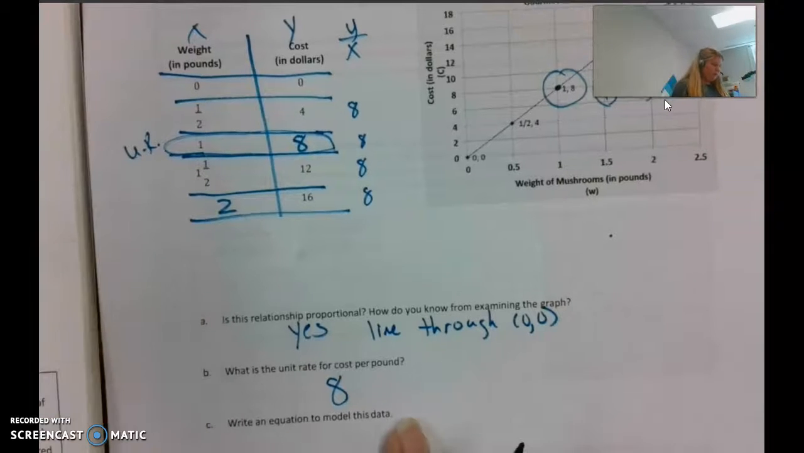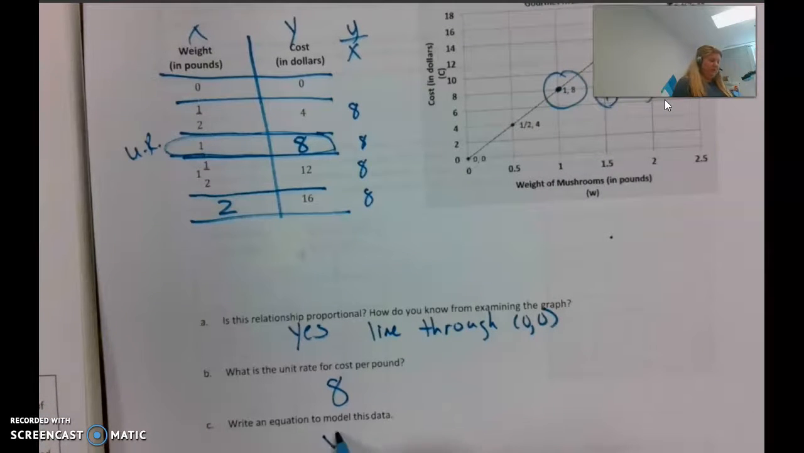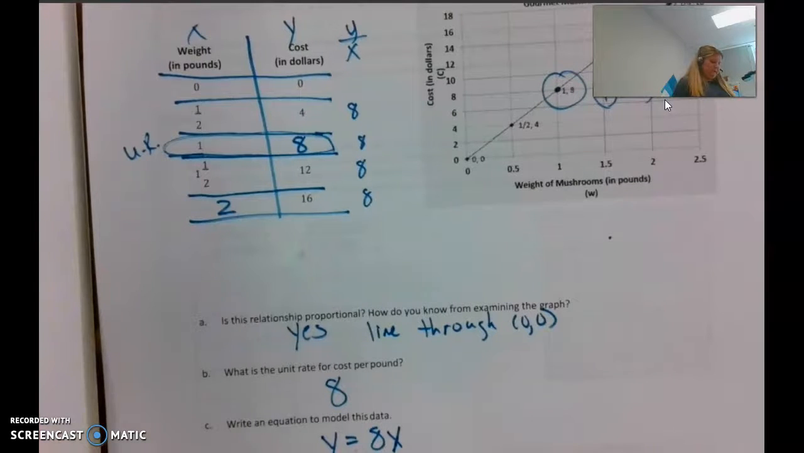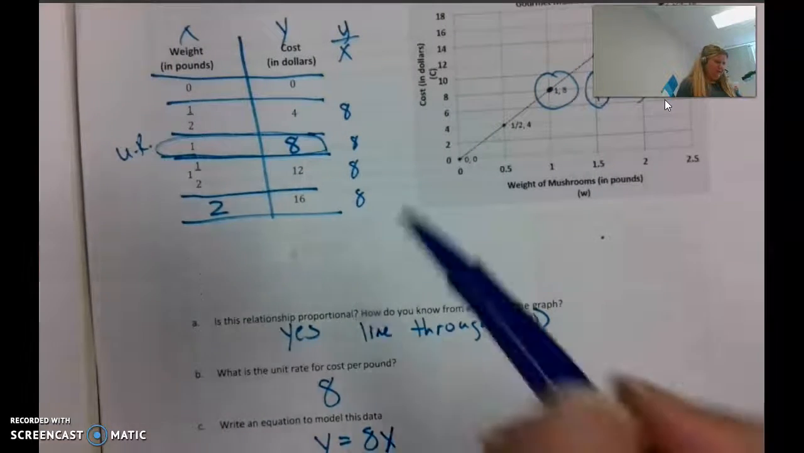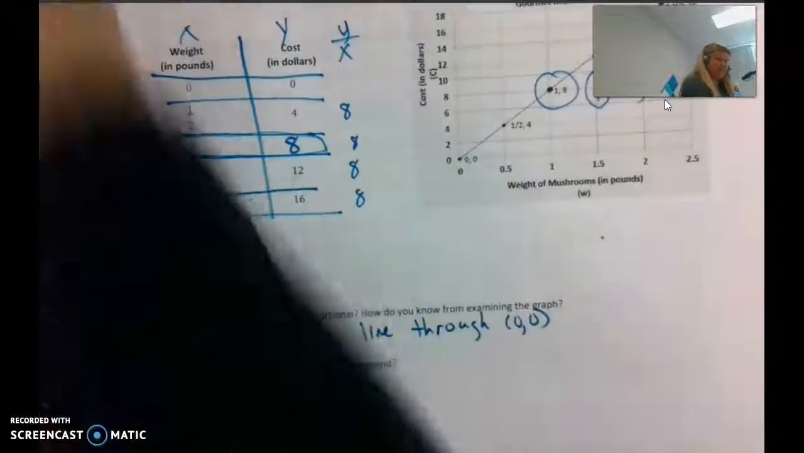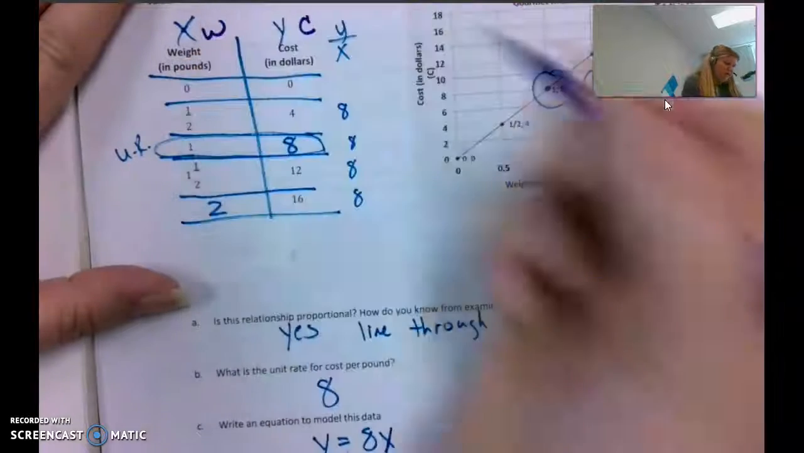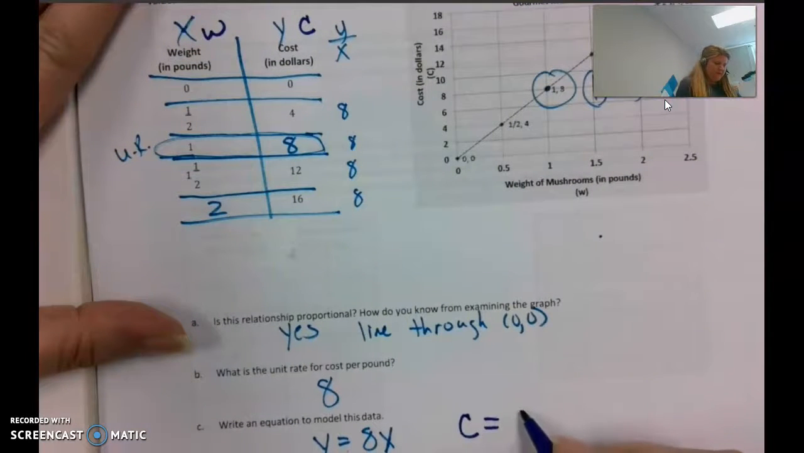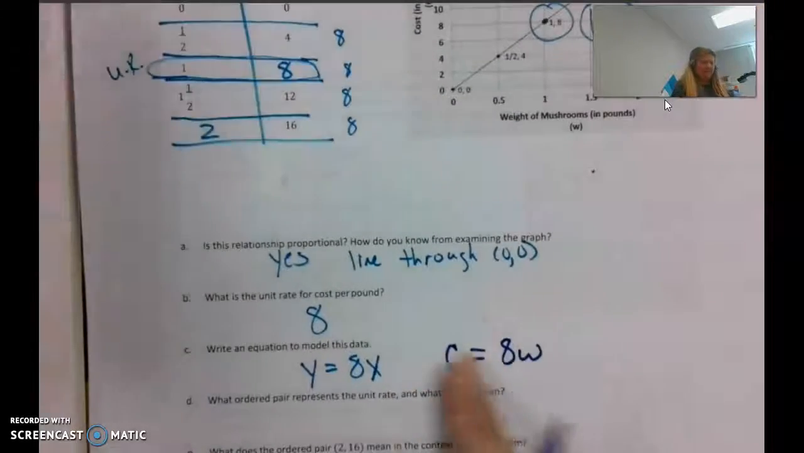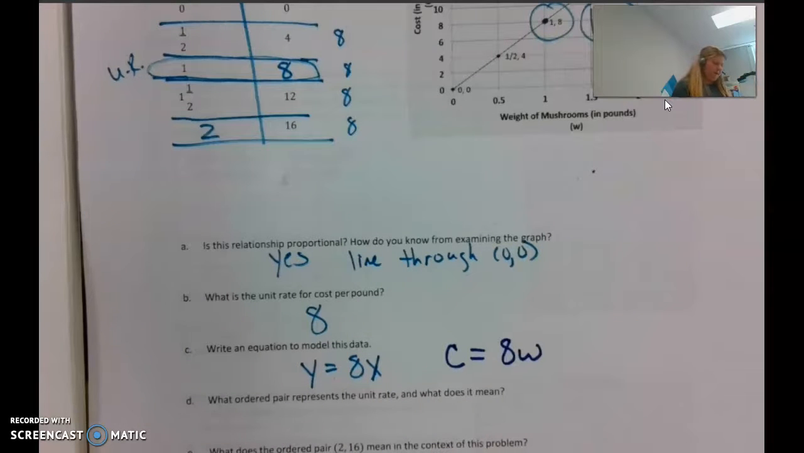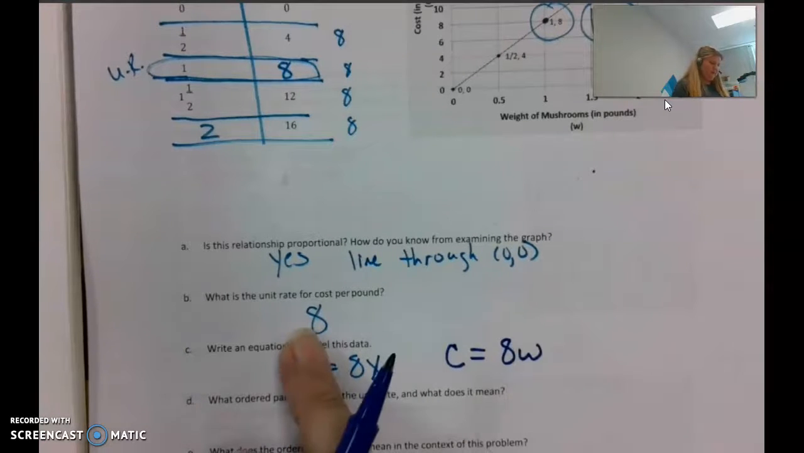So if we were going to write an equation to model this, we could do y equals 8x. Maybe we also want to use the letters they gave us. Let me straighten my x out a little, make that neater, I'm sorry. So what if I want to do cost and weight? The cost equals 8 times the weight. Because sometimes we're asked to use the variables representing these instead of x and y. Okay, so there's my equation.